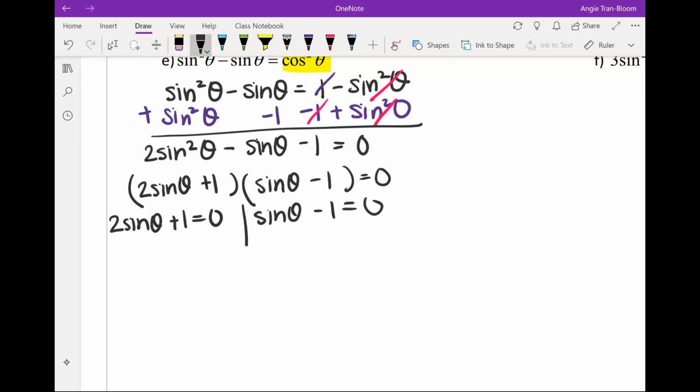Similarly, Zen's not here. Chris, on the left side, what do you want to do? You want to subtract 1 and divide by 2. Thank you, sir. Subtract 1, divide by 2. So sine of theta equals negative 1 over 2. On the right side, Max, what do you want to do on the right side? Move the 1 to the other side.